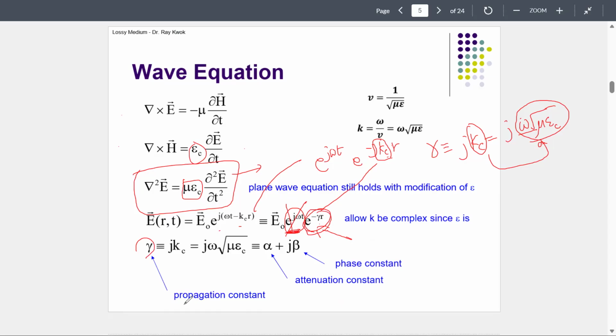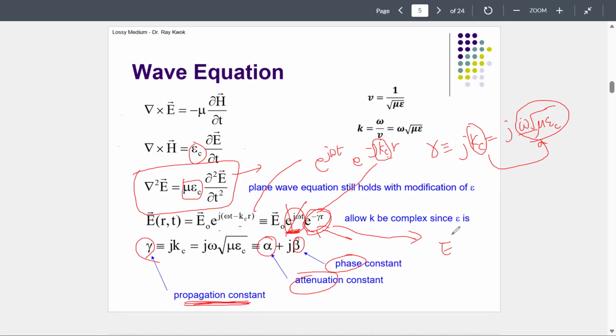Gamma is what we call the propagation constant because it tells me how the wave propagates. And the propagation constant is a complex number. The real part is called alpha. The imaginary part is called beta. Alpha is called the attenuation constant. Beta is called the phase constant. I know, a whole bunch of definitions, right? So I'm going to write one more step, and then hopefully we'll see what it means.